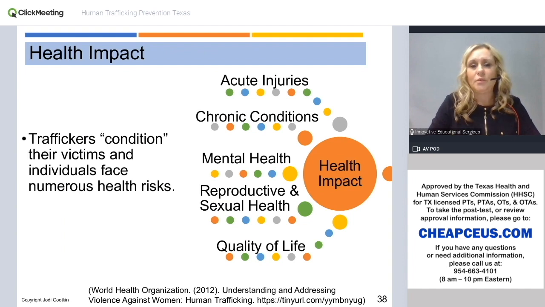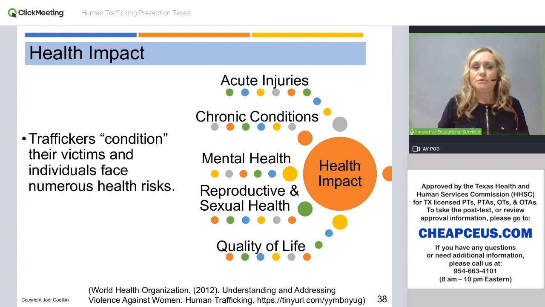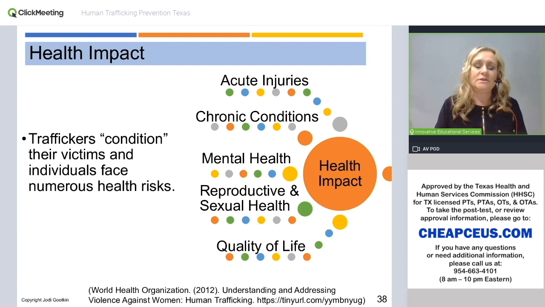As we're working with our patients, we need to evaluate them for the healthcare services that we are providing, and we want to be mindful, particularly for individuals who are victims of human trafficking, that we're treating them as a survivor, considering all of the different health impacts from their time of exploitation so that we can address comprehensive care.